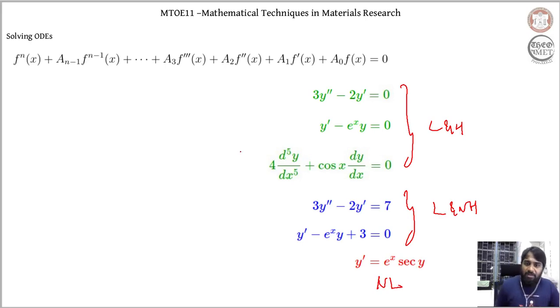So let me give you a couple of examples. Maybe you can try it on your own. So what will this be? Will this be a linear homogeneous ODE, linear non-homogeneous ODE, or a non-linear ODE? Maybe you can try this for yourself. And maybe one more example.